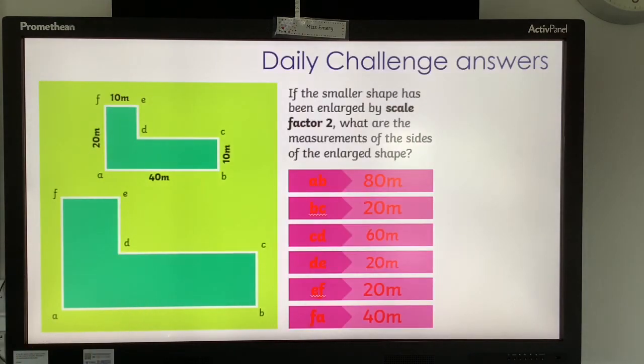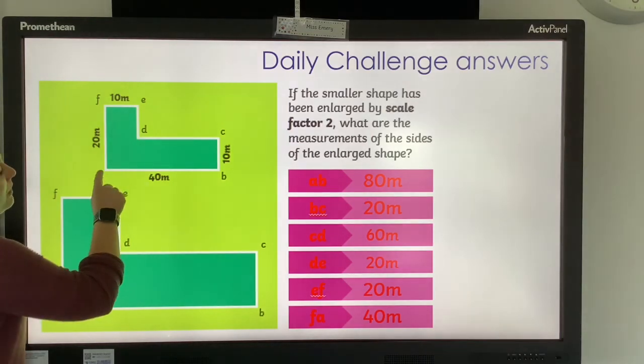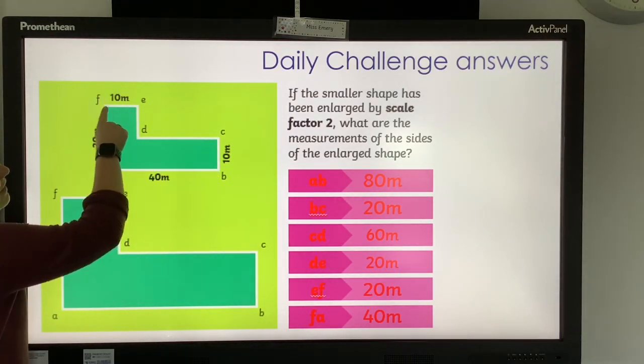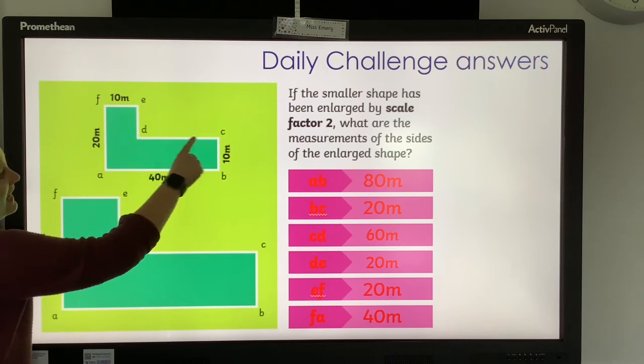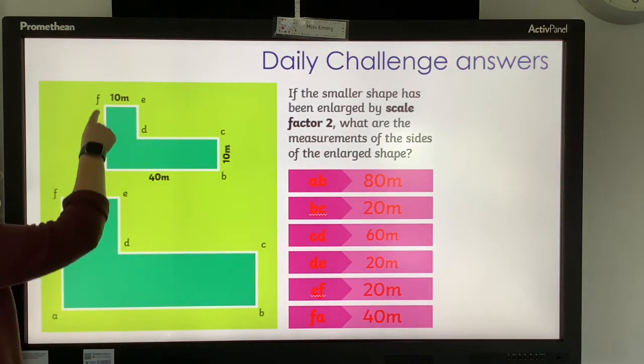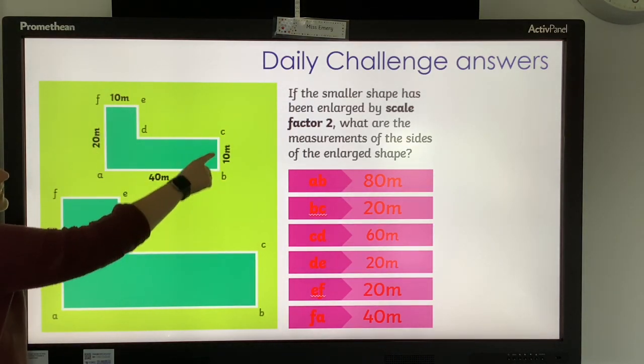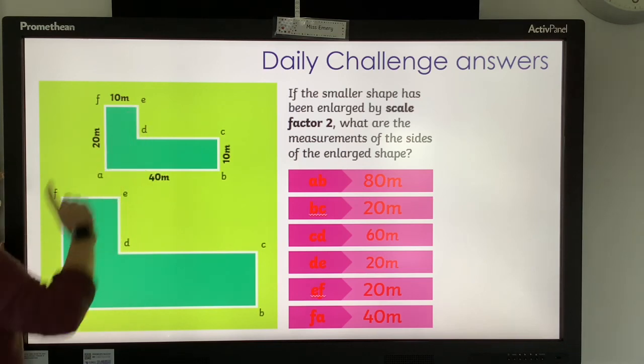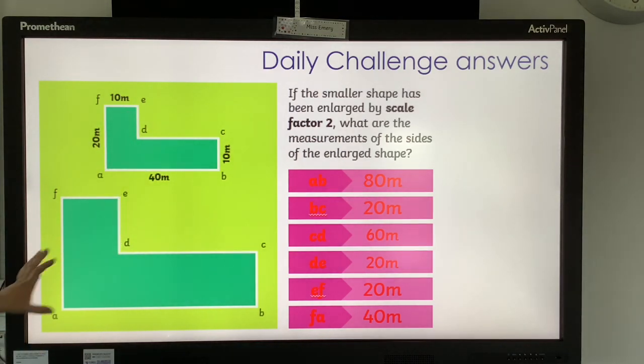And this one. What you had to do here was not only multiply by 2, because you have a scale factor of 2, but you also needed to work out your missing sides. You knew that point A to B was 40 and point F to E was 10, which means D to C is 30. Well done if you got that. And then you know that A to F is 20 and that B to C is 10, which means this is a further 10. If you were able to work those out, you should have been able to work out your enlarged version. So you've got all of your measurements there for A to B, B to C, C to D, D to E, E to F, and F back to A.